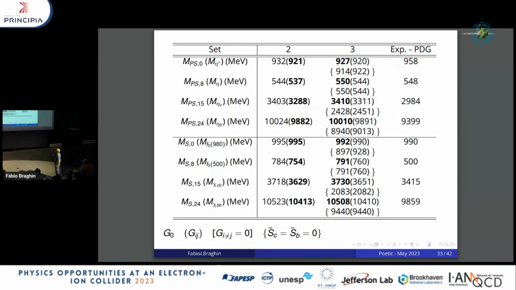And there is another thing that's curious, but we don't expect this to be really realistic: interpreting the sigma, F0 500 and F0 980, as quark anti-quark. They have values that are improved, but we cannot say these results mean a lot, because there are many calculations indicating they should have other components like tetraquarks, glue balls, and so on. In any case, their values are considerably closer to the experimental values for these scalar mesons.